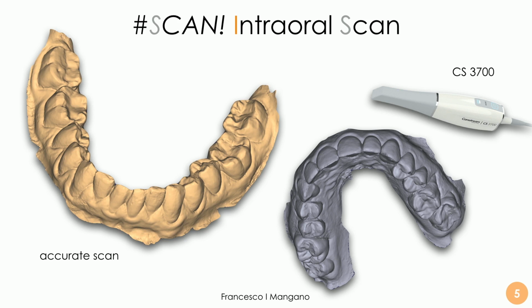A very accurate scan is given by the CS3700. I always save my scans in high resolution. I prefer to do it, but sometimes for ortho and for these purposes, like for a bite splint, you can also save them in medium resolution. 200,000 triangles per model is sufficient. You don't need to have 400,000, but why not? Because we have this option.